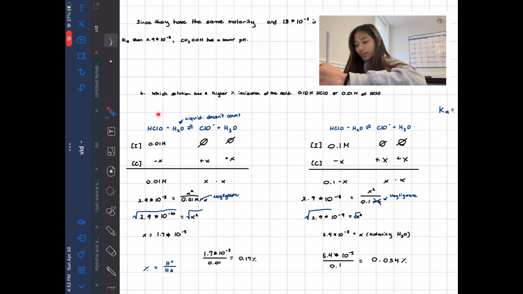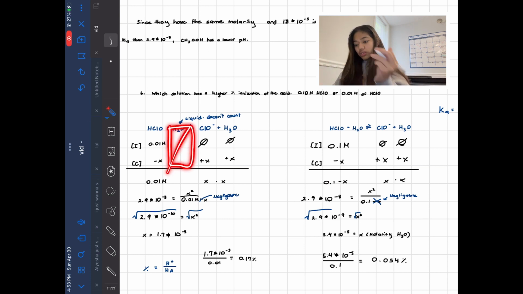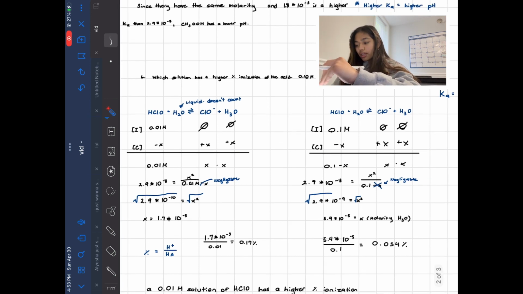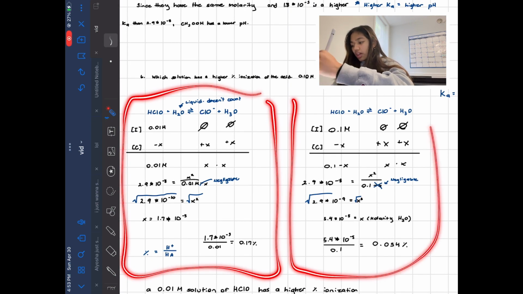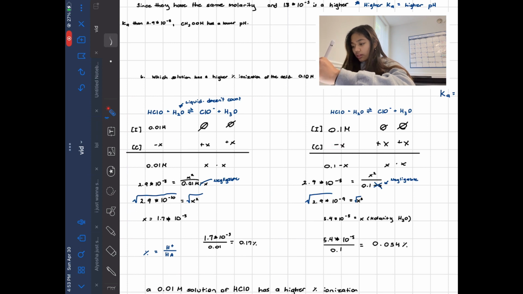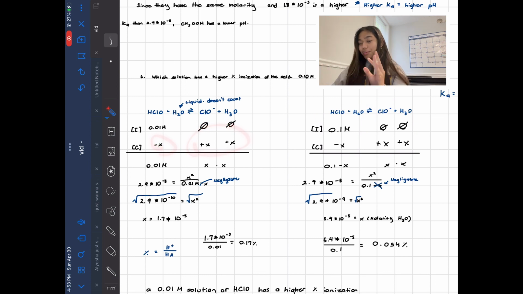which we could also write as H2O. So the acid HClO plus H2O is in equilibrium with ClO minus plus hydronium, H3O plus. Since H2O is a liquid, it doesn't count, so we are not counting H2O, but we do have the molarity of 0.01 molar. So I did two different equations, and we did minus X on the reactant side, and on the products we did plus X. You can see that on both.